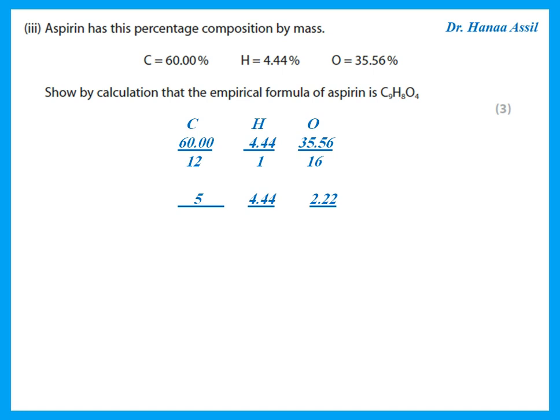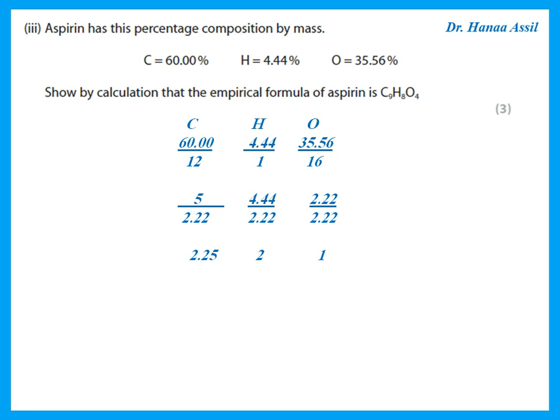These are ratios. I need to simplify them. In order to simplify them, I divide through by the smallest. So which of these is the smallest? 2.22. I divide all of them by 2.22. So I get these numbers.